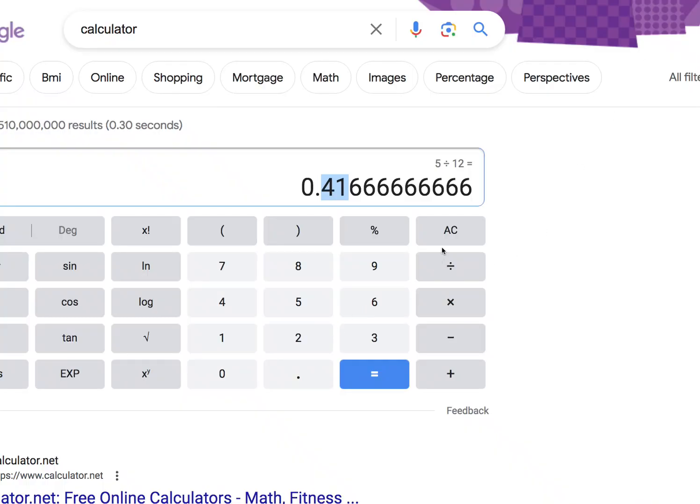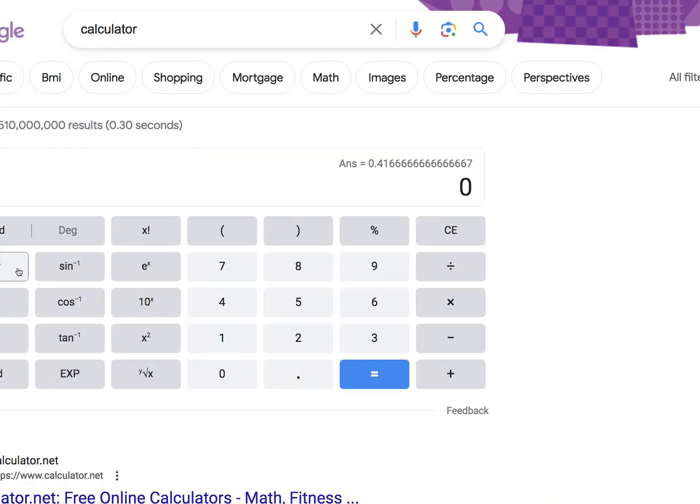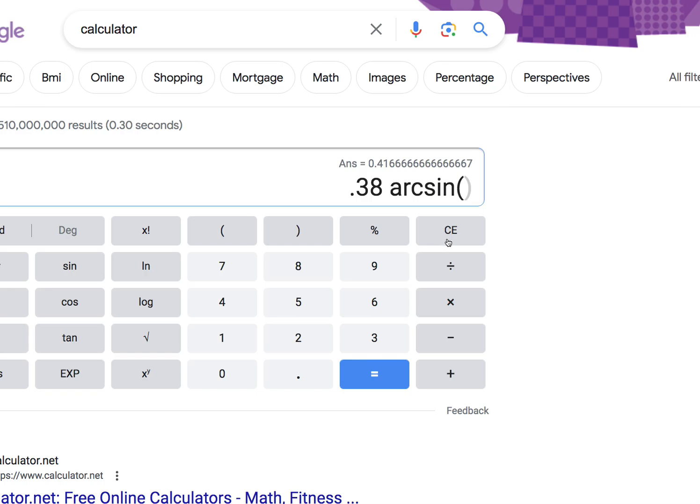So we'll come over to our calculator. The inverse button is right here, inverse, right? So do inverse of sine. Oh, I guess we need to put it down first. So let's do 0.38 inverse sine. No. Inverse sine. Hold on. Okay. Inverse sine of 0.38.